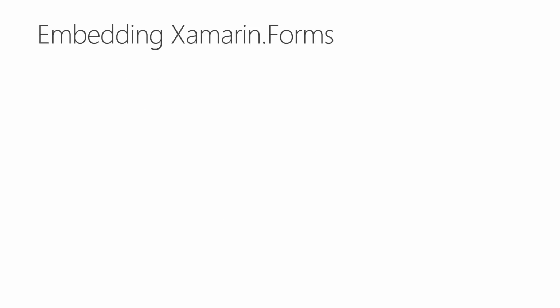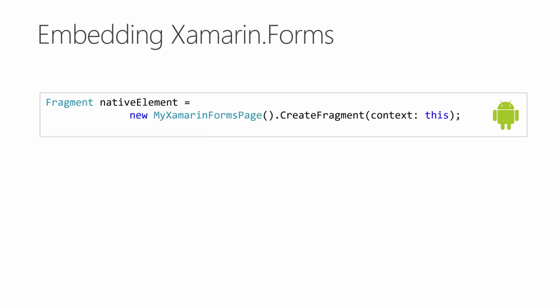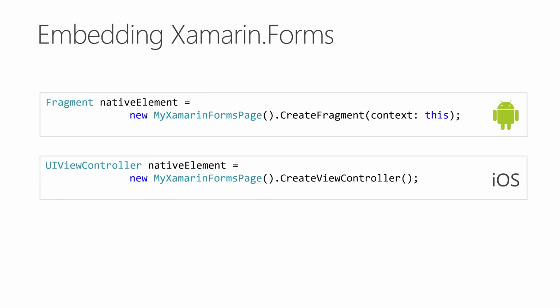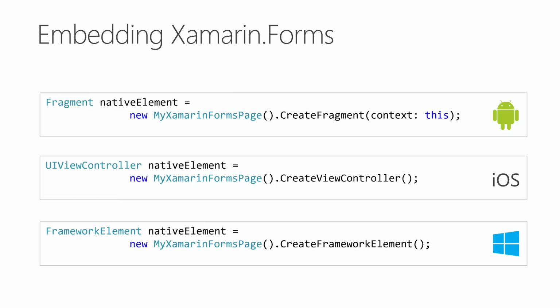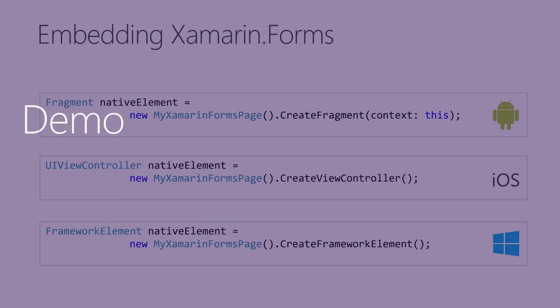Well, Xamarin.Forms 3.0 includes platform-specific extension methods that create the native UI element for each platform. For Android, that's going to be a fragment. Once we create the fragment, we use Android's fragment manager to swap the content of an activity. On iOS, the createViewController method will return a native UI view controller, which we can then navigate to. And Windows UWP projects will create a framework element. Because this is still in pre-release, the Windows support is still under development.